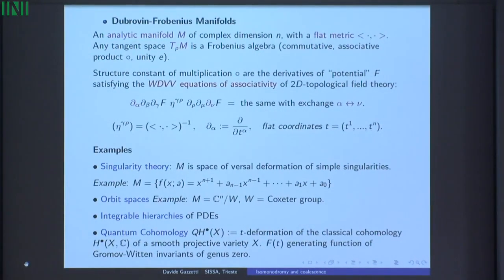Another example is orbit spaces. If you take, for example, C^n, and you take the quotient, the orbit space, with respect to a Coxeter group, you get a Frobenius manifold. You can take more generalizations of this when W is an extended affine Coxeter group, or even other generalizations when W becomes a Jacobi group, and so on.